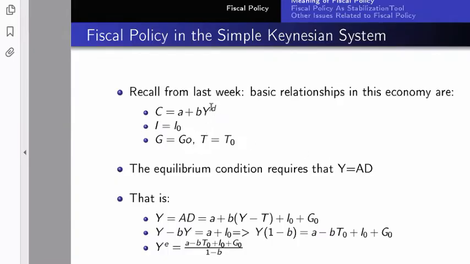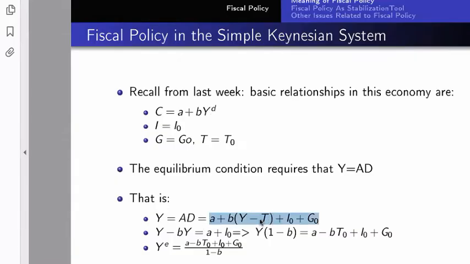Don't forget, this D here is disposable income. So YD is Y minus T. YD is Y minus T. So that's what has been substituted here. Don't forget, AD is C plus I plus G. But this C here, we'll rewrite as a plus b into bracket Y minus T. So that is what they have here.